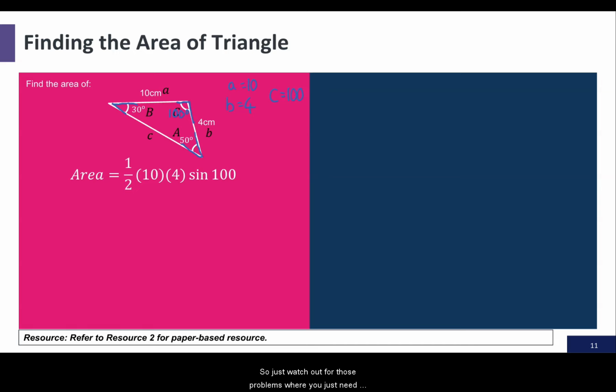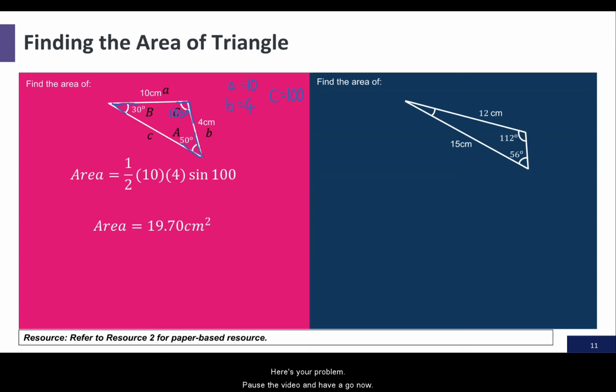So just watch out for those problems where you just need to find one missing angle. And so the area comes out as 19.7. Here is your problem. Pause the video and have a go now. Here is the solution.